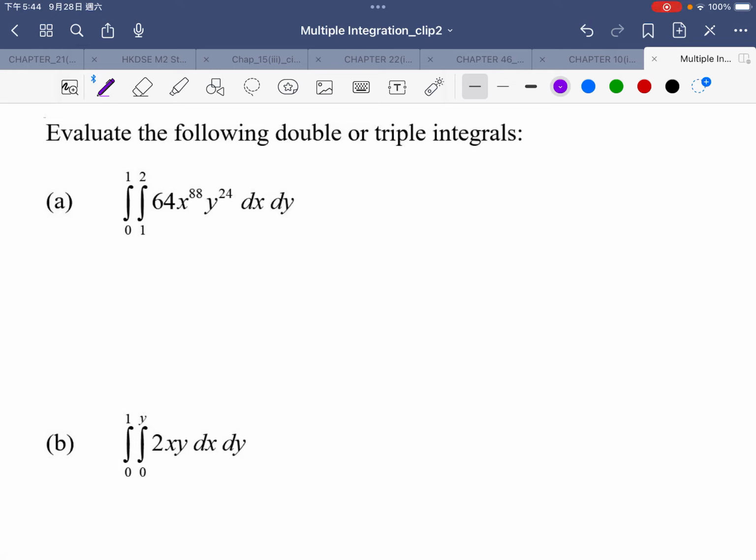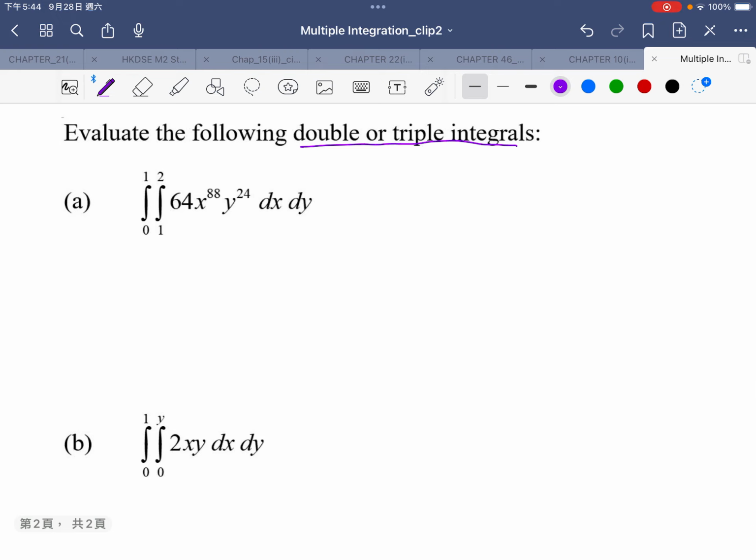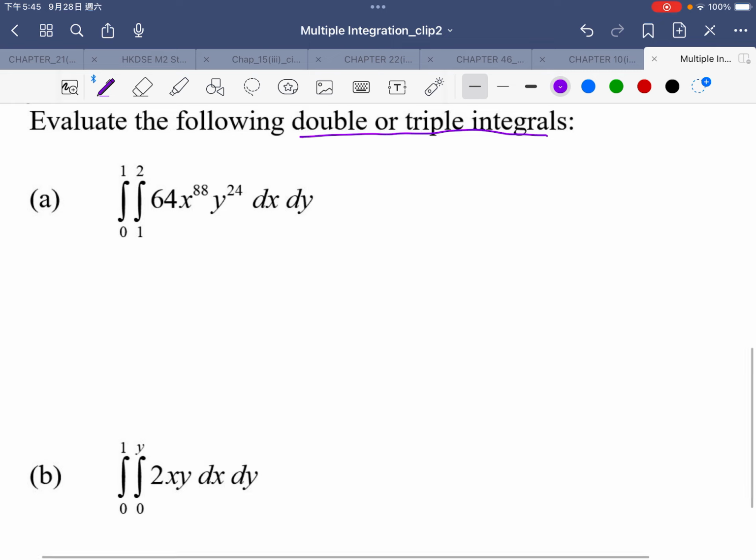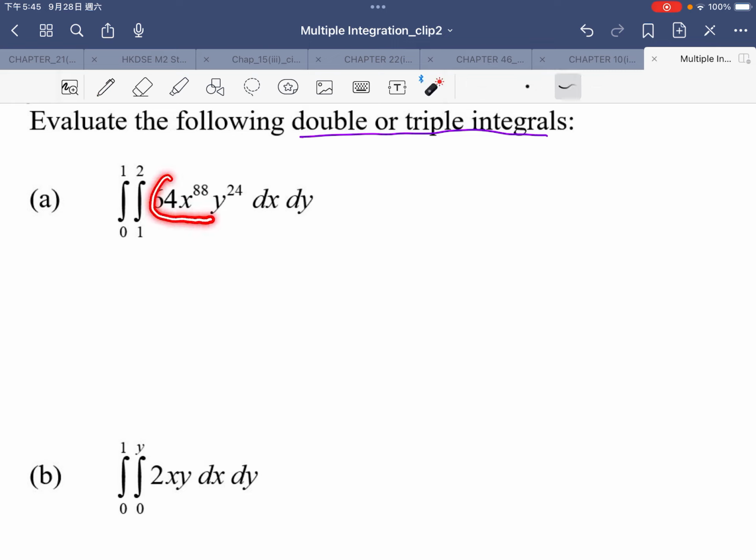This is a question about double and triple integrals. And here are two double integral questions. First, the function is 64x to the power 88 times y to the power 24. And the other function is 2xy. But the main difference between these two questions is the interval here, which is constant.